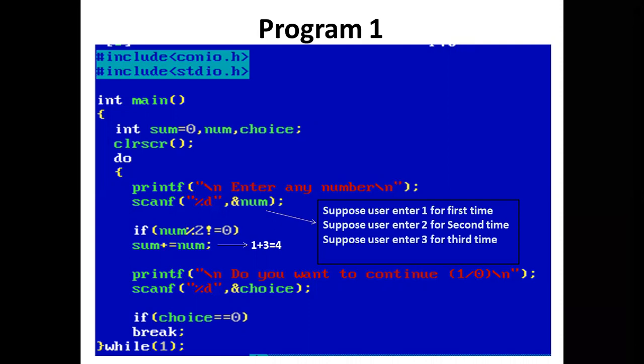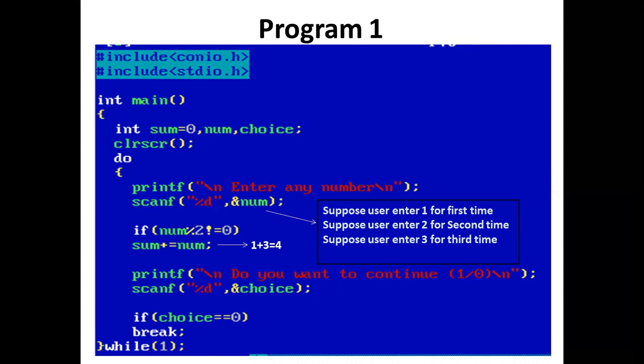The sum variable is initialized with value zero. Now the control comes to the do while loop. The condition in while will always be one because of the infinite loop. In the do while loop, the printf statement prints "enter any number". Using scanf, the user enters the value of num.